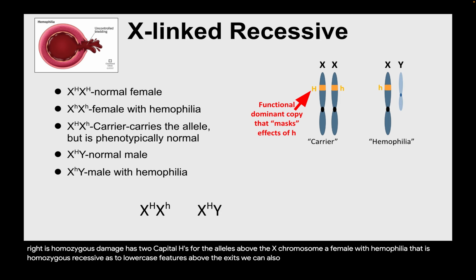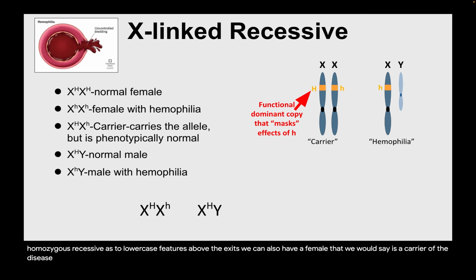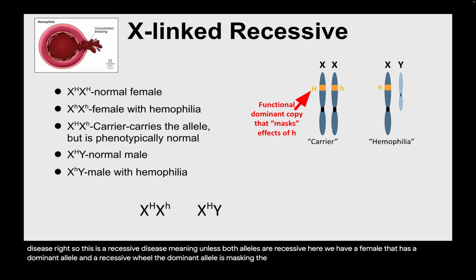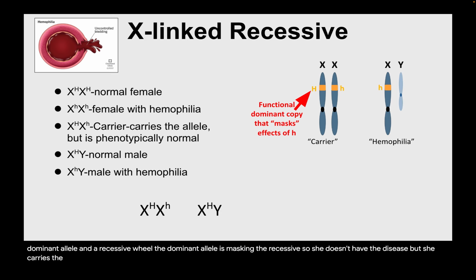We could also have a female that we would say is a carrier of the disease. This is a recessive disease, meaning it won't show up unless both alleles are recessive. Here, we have a female that has a dominant allele and a recessive allele. The dominant allele is masking the recessive, so she doesn't have the disease, but she carries the genetics for the disease. So she's a carrier for that allele.